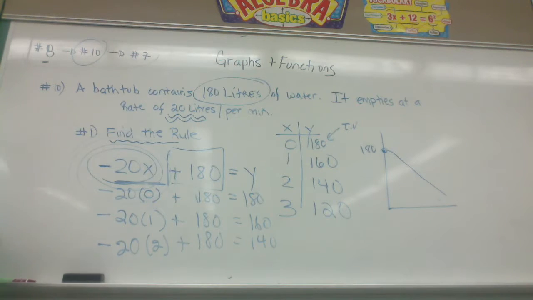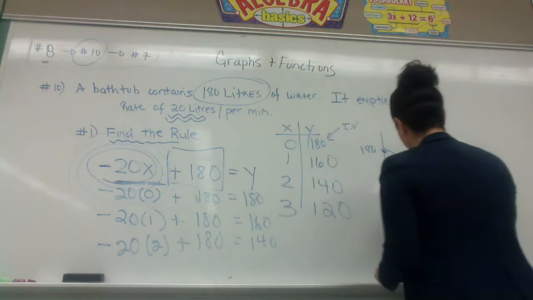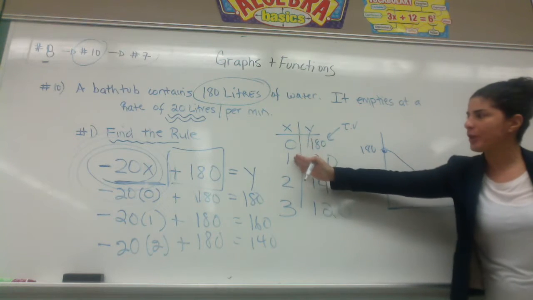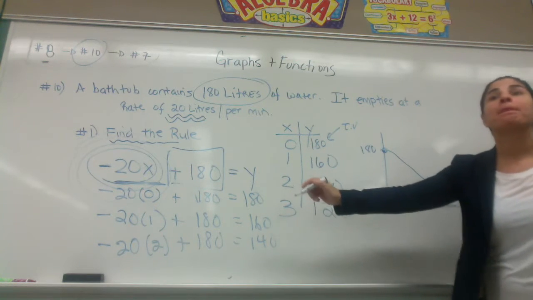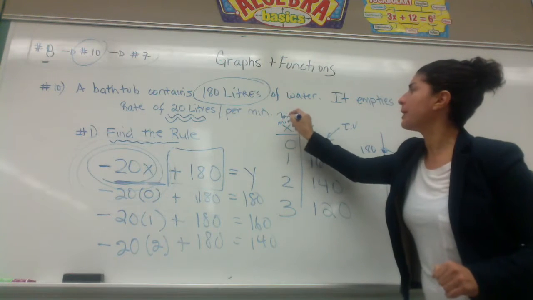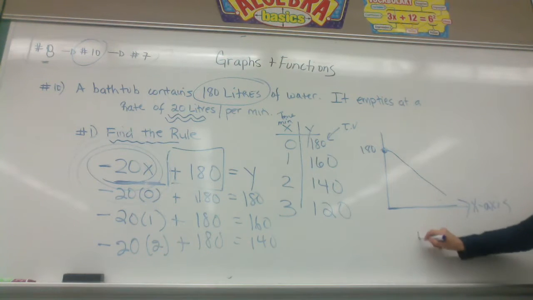On my graph, can I label the x-axis? Can I label this as what? What are these numbers representing? Minutes. So time, which is specifically minutes. So I do want you to write minutes.